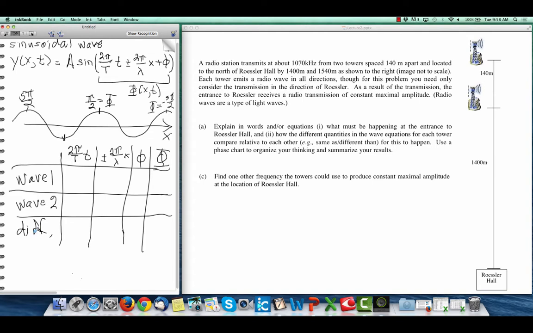And what's important is the difference between the 2 phases. This is delta phi, phi 2 minus phi 1, say. You can subtract it either way, but I'm going to subtract wave 1 from wave 2. You could go the other way. It doesn't really matter.